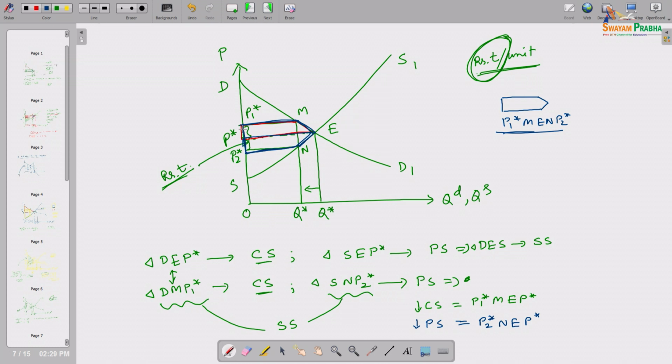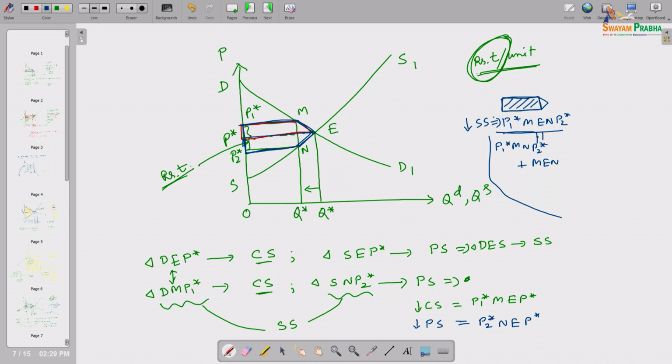So, that is the total fall in the social surplus, okay. So, the fall in social surplus is this much, right. Now, if we look at this part, we can break it into two components. One component is P1* M N P2*, plus M E N.